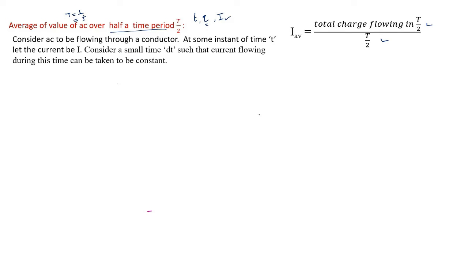So how do we proceed? Consider a small time interval dt such that the current flowing during this time can be taken to be constant. That constant will be nothing but I. So I dt is the charge flowing in the time dt. But we want the total charge flowing in time T by 2, for which we have to integrate.